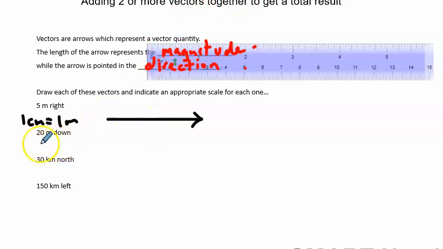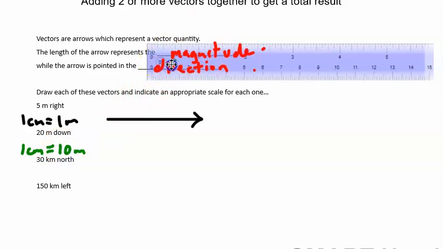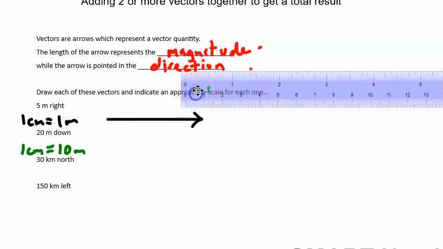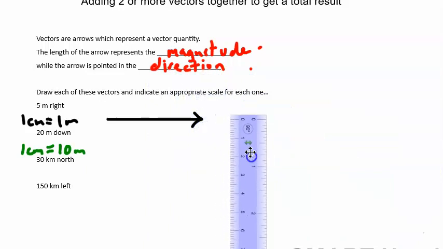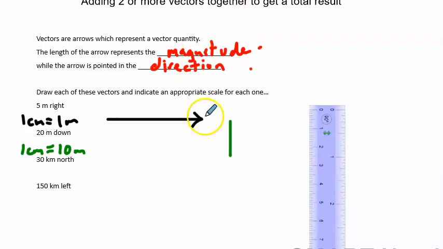This next one with 20 meters going down, well, again, 20 meters may not be the most appropriate length to draw on a page. So we might say 1 centimeter is equal to 10 meters in real life. If that is the case, then we'll get our ruler nice and set here in an up-down position, and this will be 2 centimeters in length. And because it's going down, we draw our arrow pointing down.